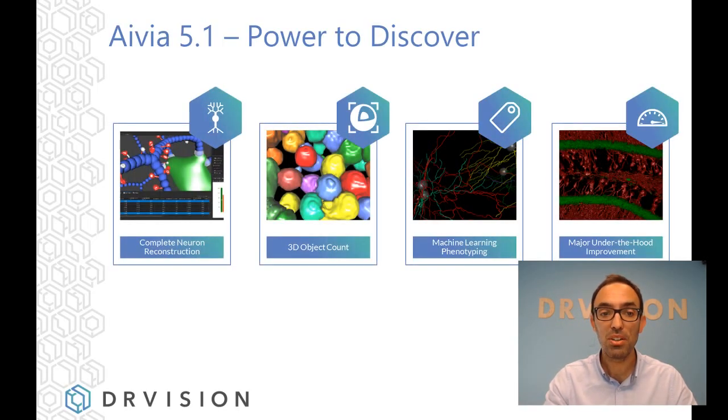So in summary, we've shown you today 5.1. We can now do full neuronal reconstructions in Aivia, together with quite a lot of editing possibilities. We can also do 3D object detection and count. The machine learning phenotyping part of Aivia has been further expanded to cover even more types of objects, and we talked about spines, 3D objects, just meshes, and dendrite harbors.